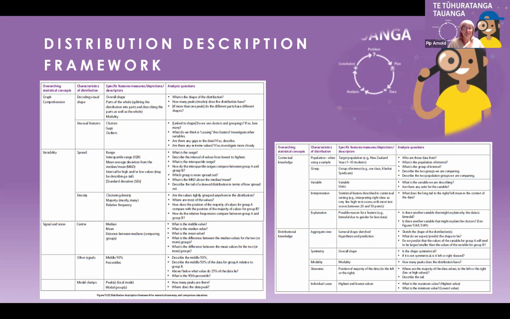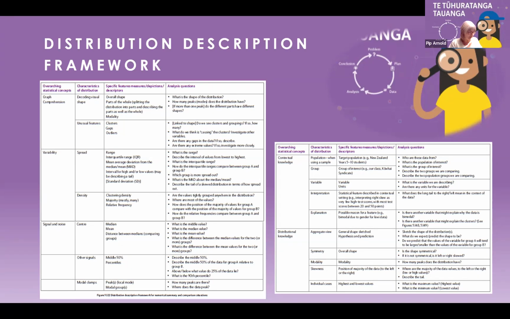But what does that look like in the description? What's the specific feature we might be talking about? For example, if I'm talking about the variable, I might be talking about the variable and units. Or if I'm looking at the characteristic of symmetry, I'm thinking about the overall shape of the distribution. Okay, so this is for numerical. Now, if we look at categorical, which I haven't got an example of, there'll be very different things. Mostly we'll see things around proportions rather than means, medians, and modes. Each of these frameworks helps us to think about what are the features that are in there.